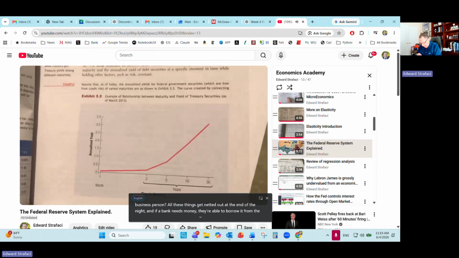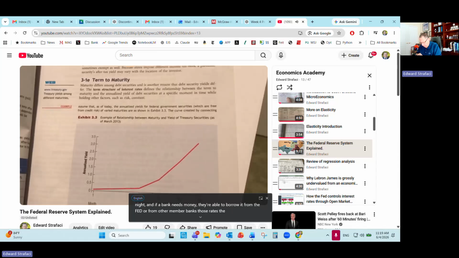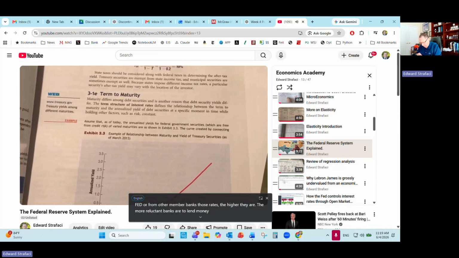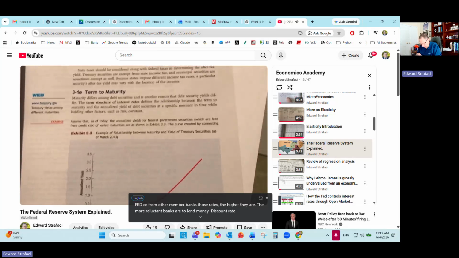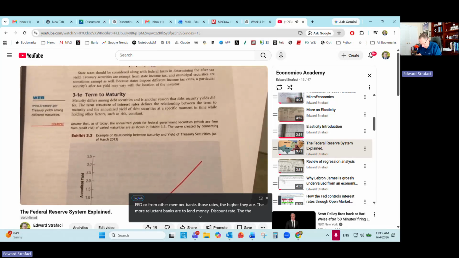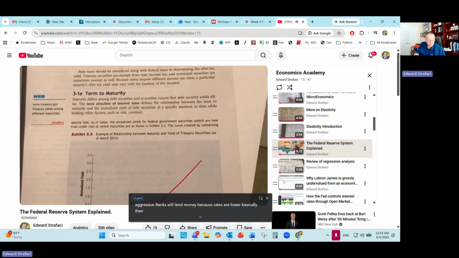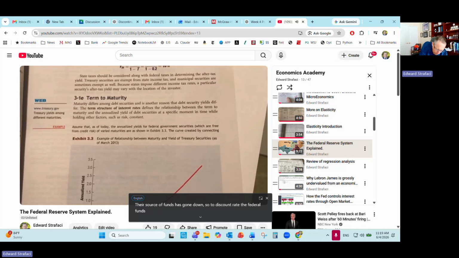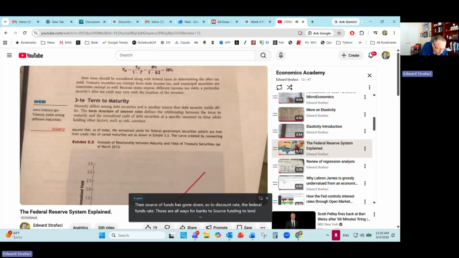Those rates, the higher they are, the more reluctant banks are to lend money. The lower those rates are, like the discount rate, the more aggressive banks will lend money because rates are lower. Basically, their source of funds has gone down. So the discount rate, the federal funds rate, those are all ways for banks to source funding to lend. The other tools in the Fed's arsenal are the margin requirements.